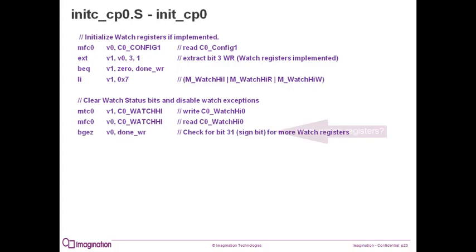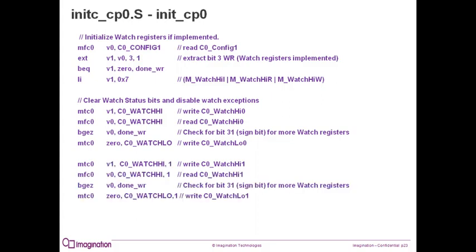Read the watch register high and check to see if the M bit is set, bit 31. This is set to indicate that there is at least another watch register. And branch to done if it is not set. In the branch delay slot, clear the watch low register. Continue until there are no more watch registers.